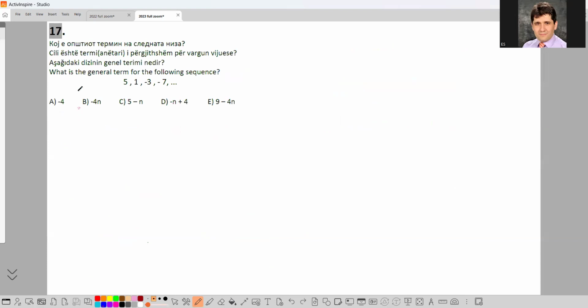Next. What is the general term of the following sequence? Now, a sequence, let's say, has the general term an. If the sequence is a linearly increasing sequence, which means the difference is always the same, how do we find the difference? The following term.